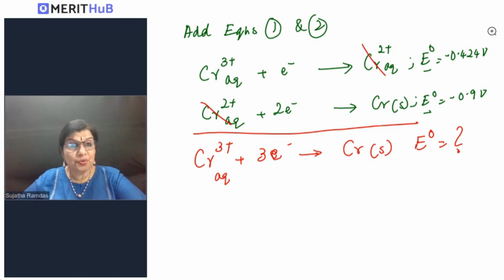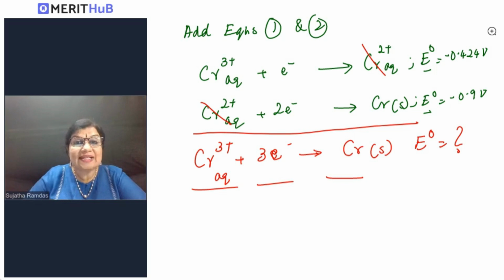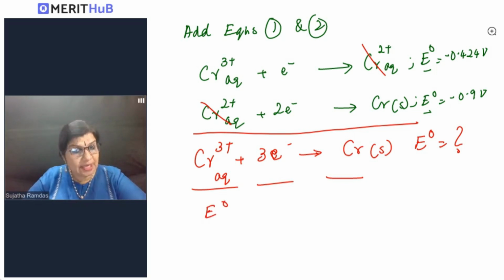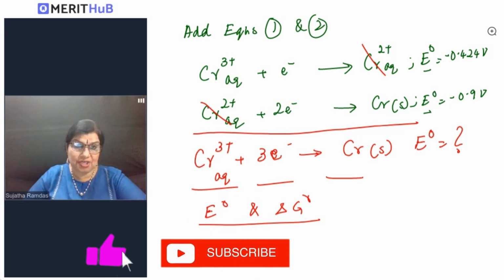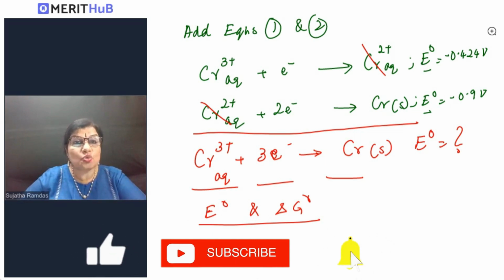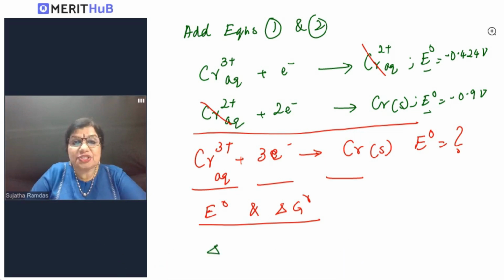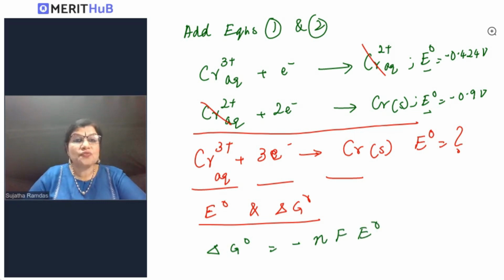So what should you do? You should convert the corresponding reduction potentials to a quantity which can be added. And you have learned that E naught cell, or E naught reduction potential, can be related to delta G naught, the free energy change for a specific reaction. So what is the equation relating these two quantities? Delta G naught is equal to minus nFE naught. So we have to apply this to equation 1 and equation 2.